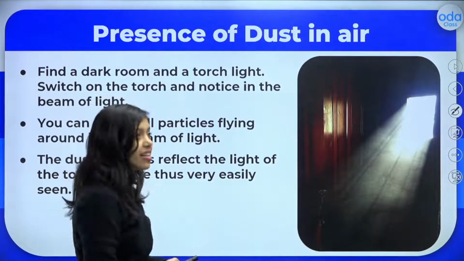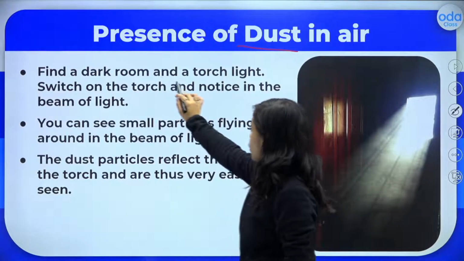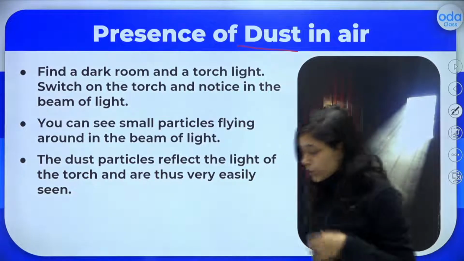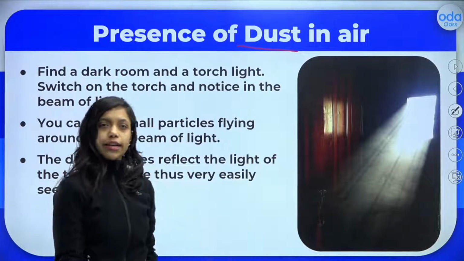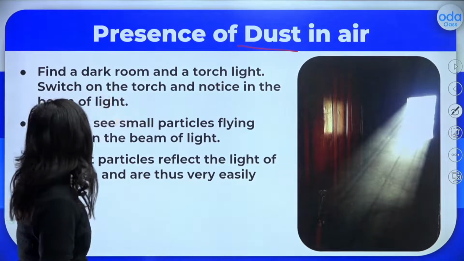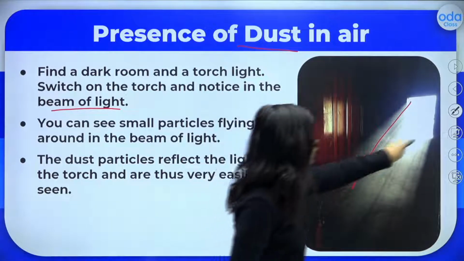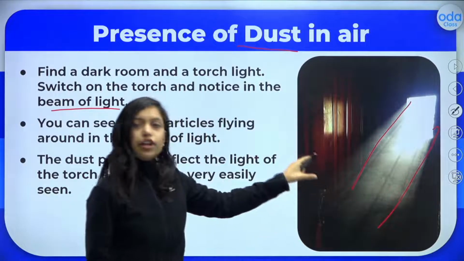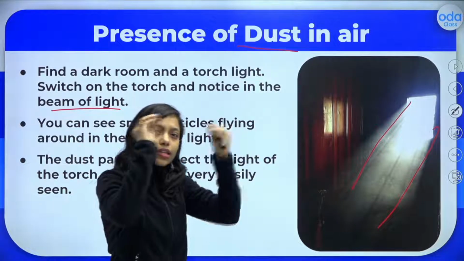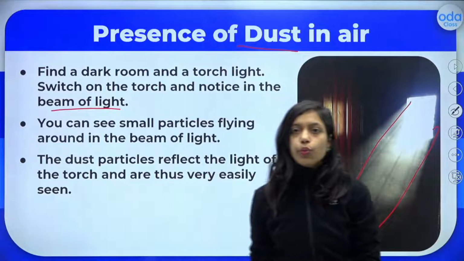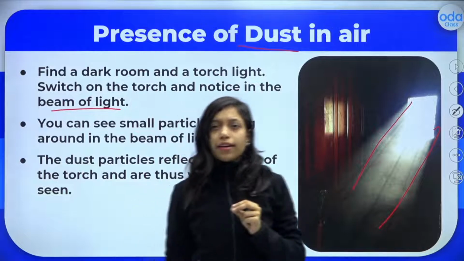Now, presence of dust in the air, as I told, this is very dangerous because this is a pollutant, right? So find a dark room and a torchlight. Okay, let us do one experiment. Just go to a very dark room and put a torchlight like that. Switch on the torch and notice the beam of light. As you can see here, sunlight is coming through the window in the dark room, right? Whenever you put a light in the dark room, will you see the air is completely clear or can you see the dust particles? Yes, tell me. What can you see? As you can see in the picture, is it completely clear or can you see small particles?